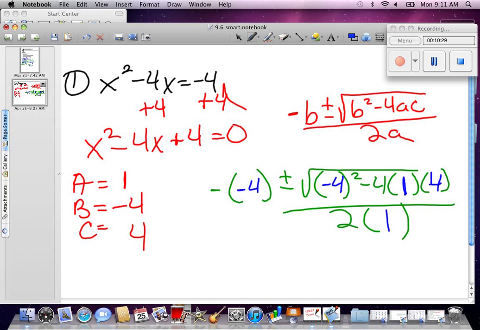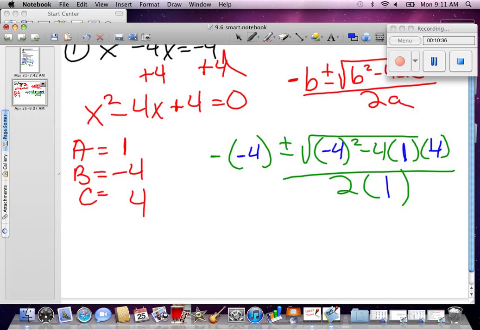Okay? Now we just kind of have to simplify. So Justin, what is the opposite of negative 4? So we have 4 plus or minus the square root. Now I'm just going to simplify what's underneath here. What's negative 4 squared? 16. Positive 16 because negative 4 times negative 4. Now, how many negatives do I have over here in these three numbers? So is my answer going to be positive or negative?